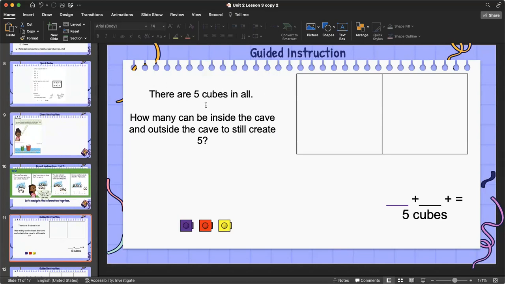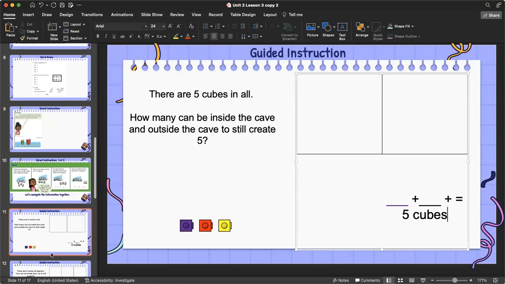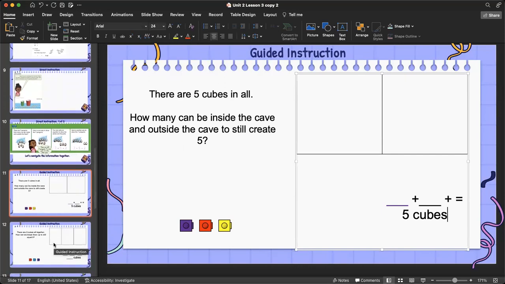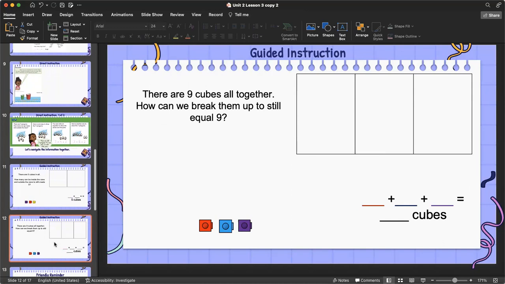You're going to either draw it out and answer the questions in these instances. Again, how many can be inside the cave and outside the cave to still create 5? So 5 cubes. So we're talking about cubes. And so they can go in and draw this out, draw out the problem on their paper. Pause the video and work through this problem. Problem 2, again, the same. Go through the problem with your child, draw it out, and keep moving forward.